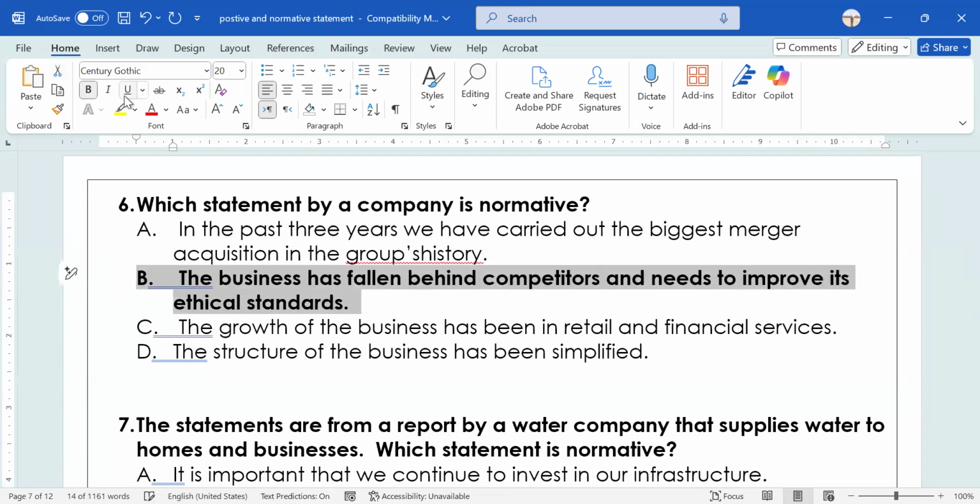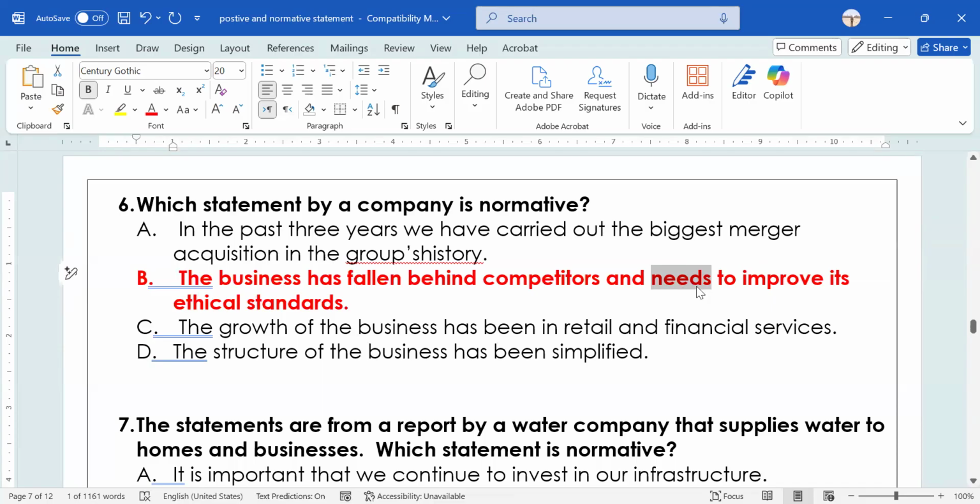Why is it letter B? Number one, it has a value judgment, because of the clue needs to improve. There's a need to improve its ethical standard. It is an opinion about what should happen. There is an opinion. There's a need to improve.